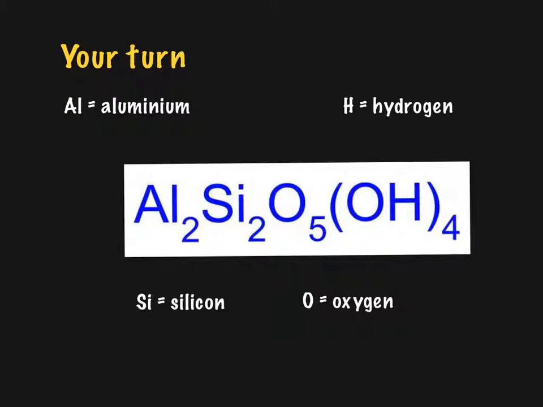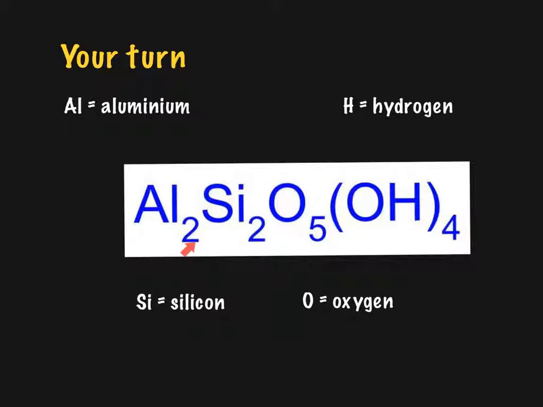So if we then look at the answers to it, we've got Al, capital A, that's an L, that's aluminium. Si, silicon. O, oxygen. But hold on, there's some more oxygens there, more about that later. And H for hydrogen. So we know that this compound is made from aluminium, silicon, oxygen and hydrogen bonded together.